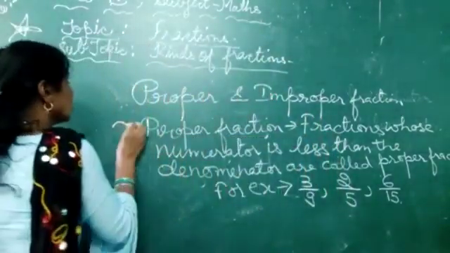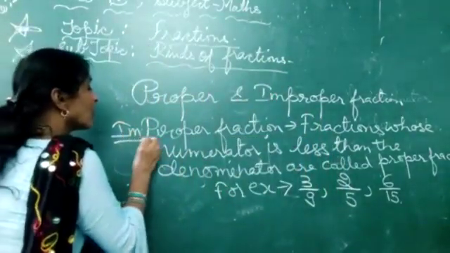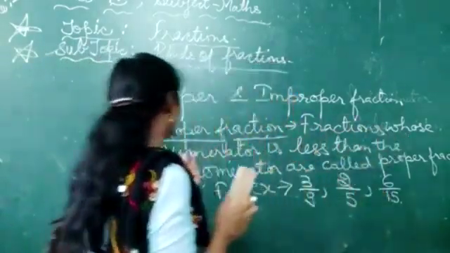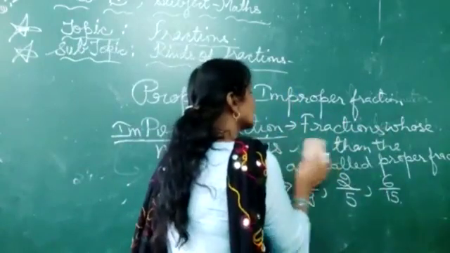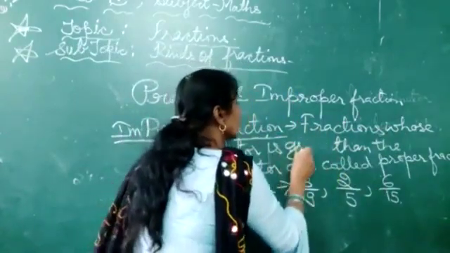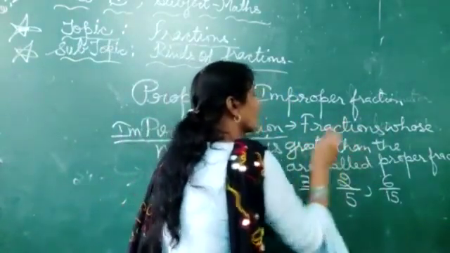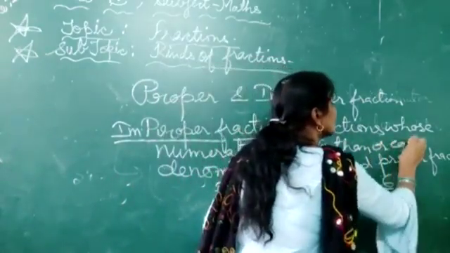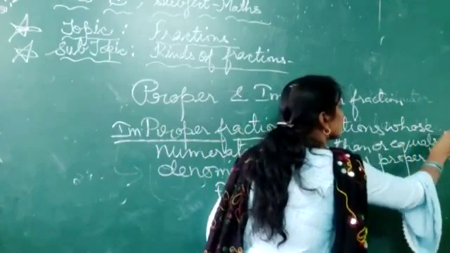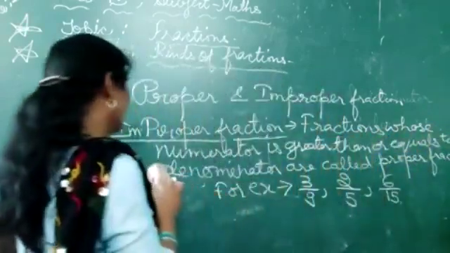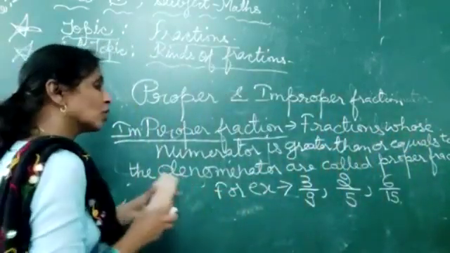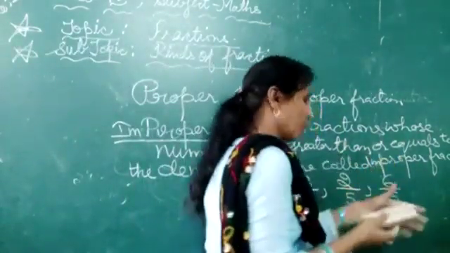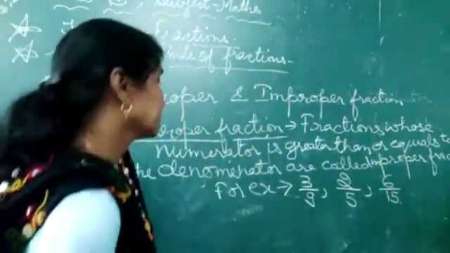Now I write the definition of improper fraction. Fractions whose numerator is greater than or equals to the denominator are called improper fraction.